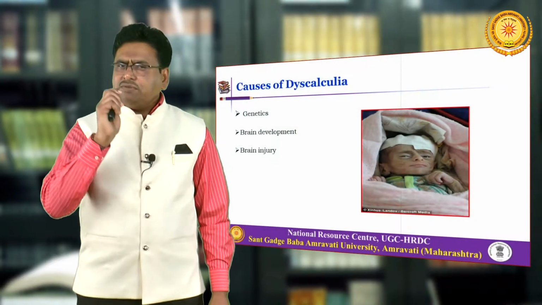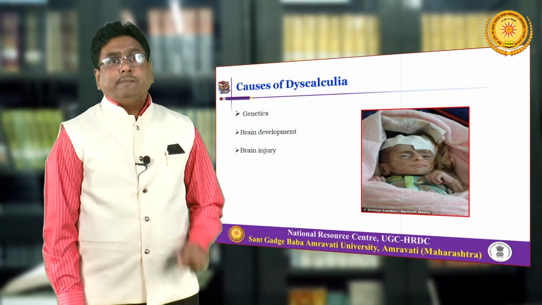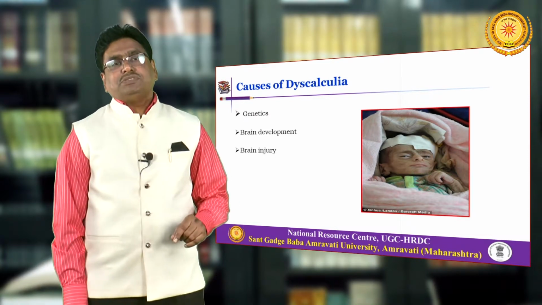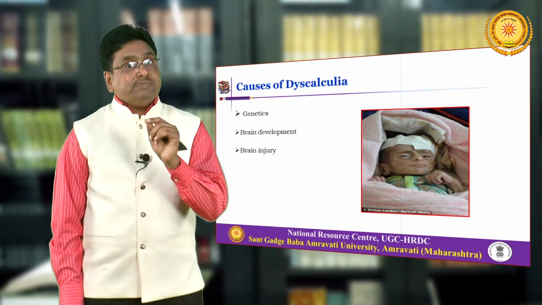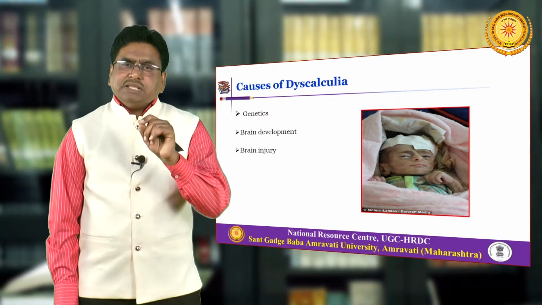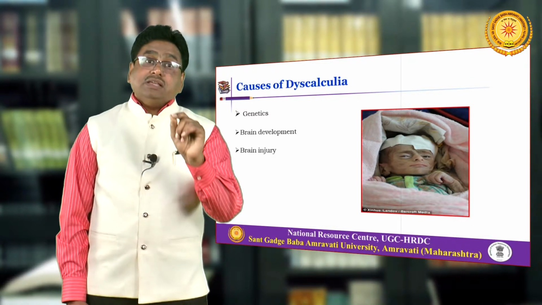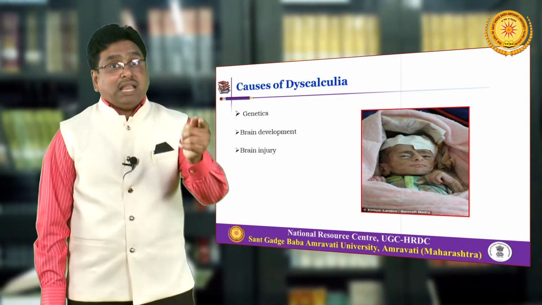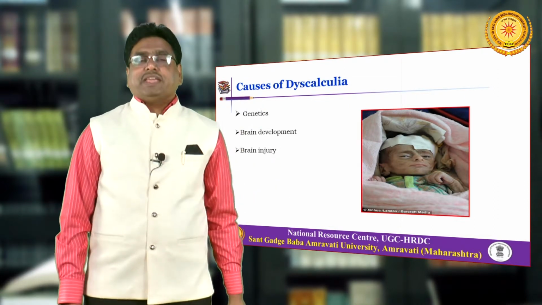Now, we shall discuss the main causes of dyscalculia. The first cause is genetic. A child with dyscalculia often has a parent or sibling with similar mathematical issues. The second cause is brain development. There are differences in the surface area, thickness and volume of parts of the brain that are linked to learning and memory.